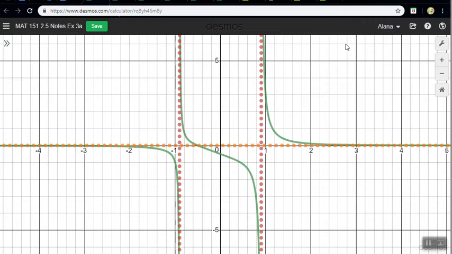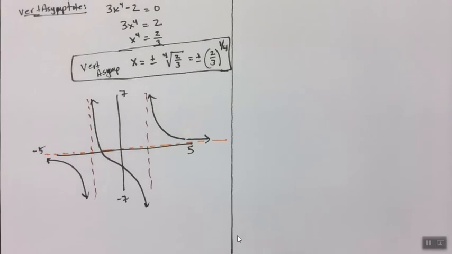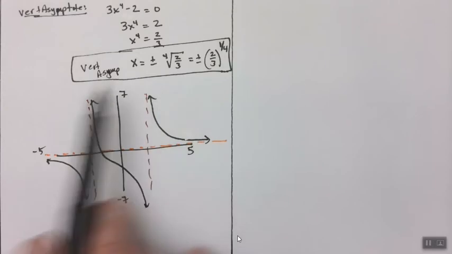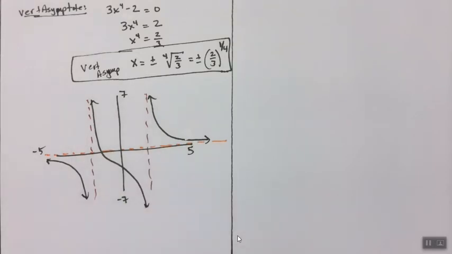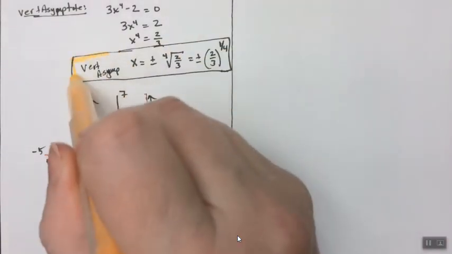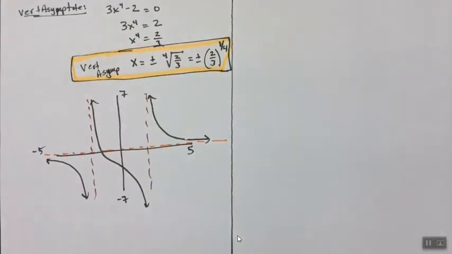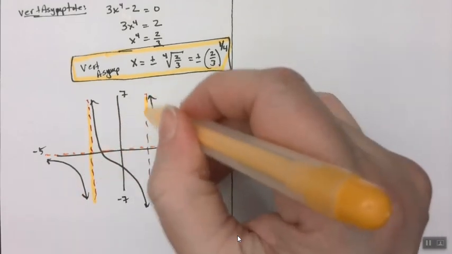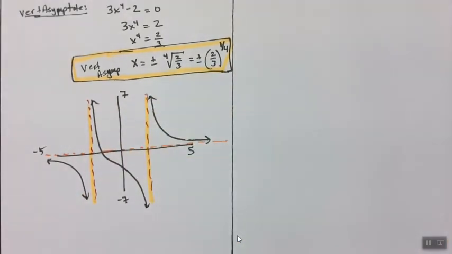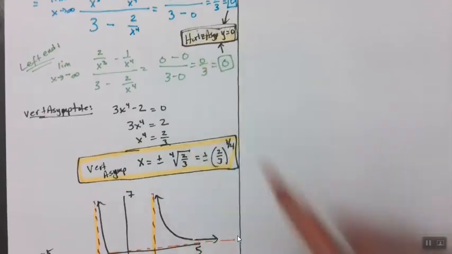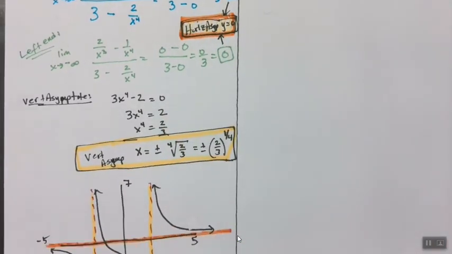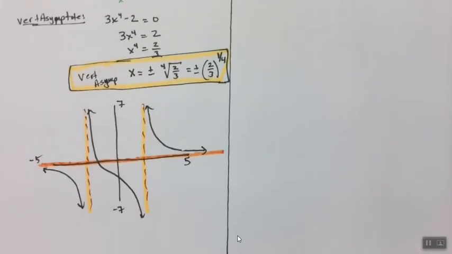So I'm going to redraw this graph real quickly on my paper. All right, so I have my scale, of course. I have my graph, lovely. And I can see my two vertical asymptotes at plus or minus 2/3 to the 1/4 power. Right there they are. And that's these ones right here. They're my vertical asymptotes. And then my horizontal asymptote was at y equals 0, which is right here, that line right there. Right? So sure enough, it verifies what I said.